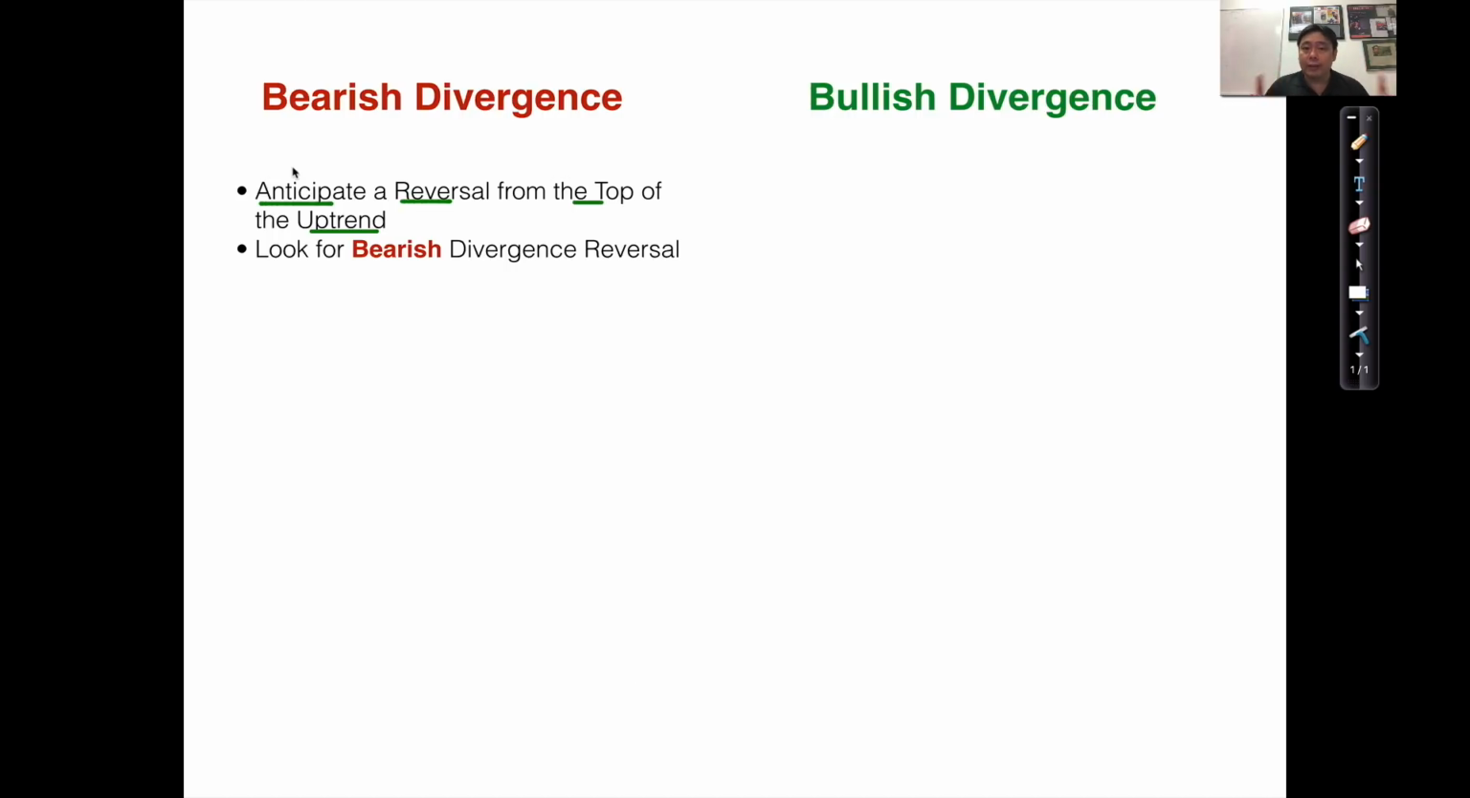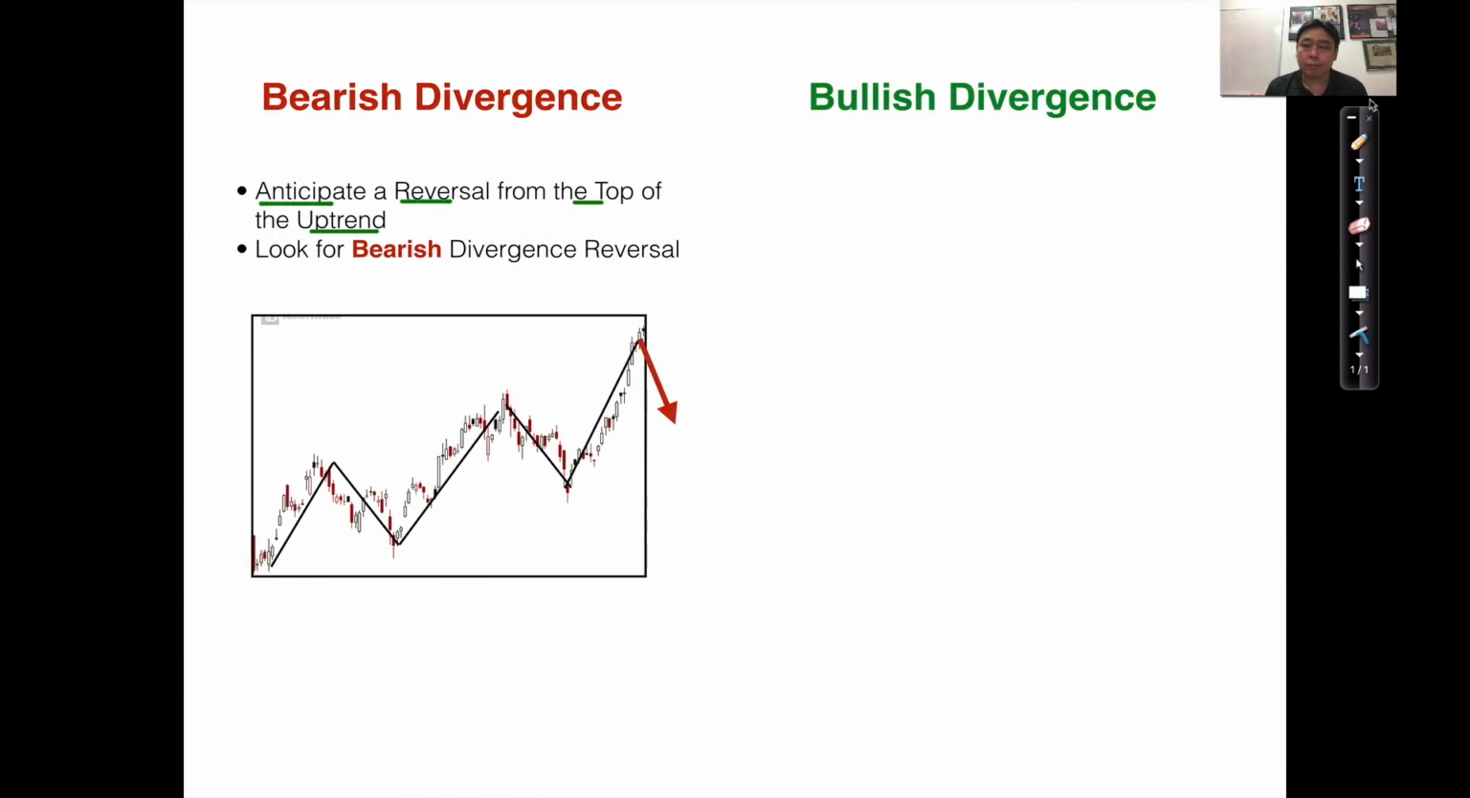In other words, when do we look for bearish divergence? We look for it when the stock is at the top of the uptrend, like so. You can see in this particular case, the stock is on an uptrend, going up. And at this point over here, it's at the top of the uptrend, at a new high of the uptrend. So we're thinking, is it going to go higher or is it going to reverse? That's why at the top of the uptrend, we're looking for signs of a bearish divergence reversal, which I'll show you in a while what it looks like.